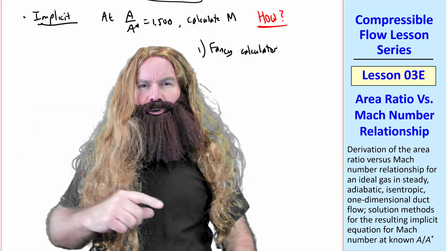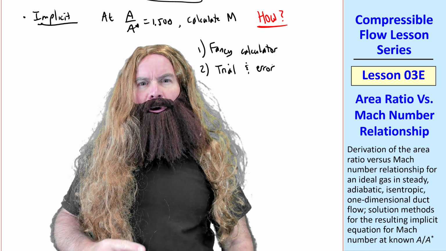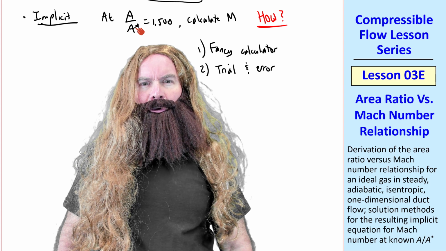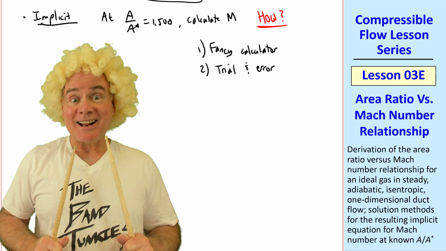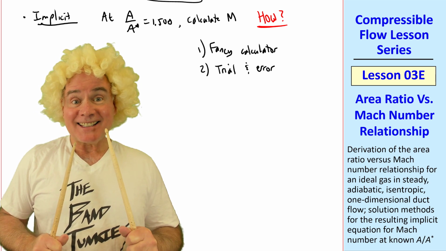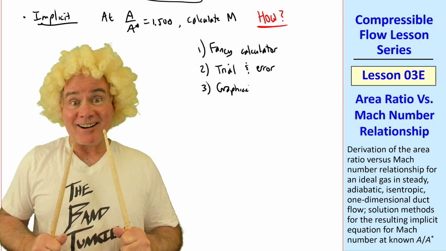I'd probably just use trial and error. That works too, Harry, but what if you had to do it for, say, 50 values of a over a star? This could take a lot of time. I would plot a over a star versus Mach number, and then zoom in the plot to see which value of Mach number crosses the desired a over a star.